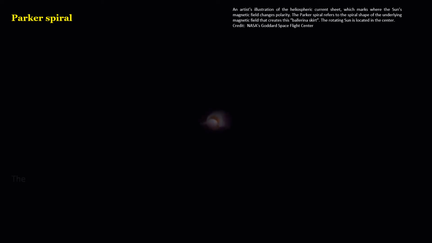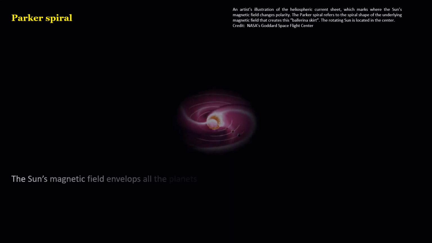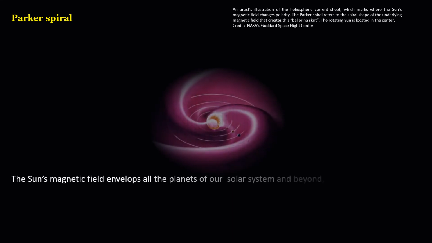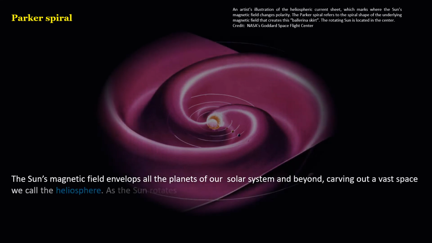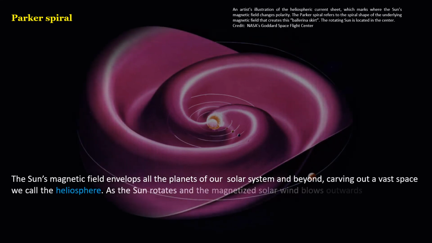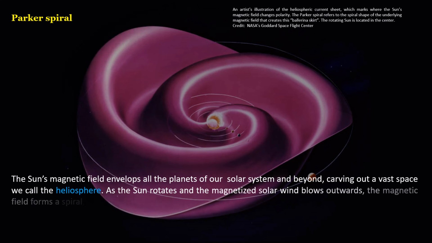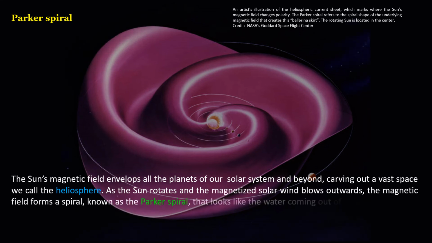Parker Spiral. The Sun's magnetic field envelopes all the planets of our solar system and beyond, carving out a vast space we call the heliosphere. As the Sun rotates and the magnetized solar wind blows outwards, the magnetic field forms a spiral, known as the Parker Spiral, that looks like the water coming out of a rotating sprinkler.